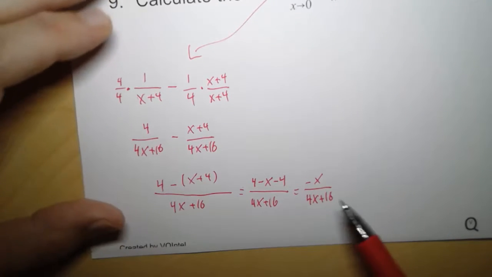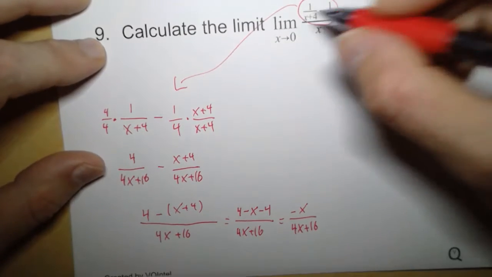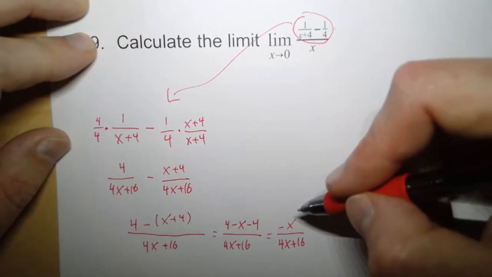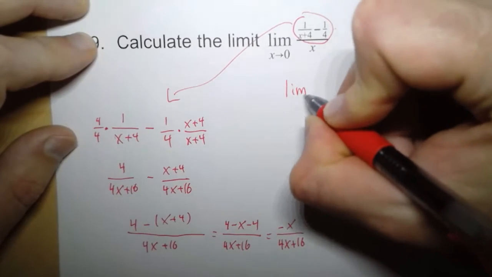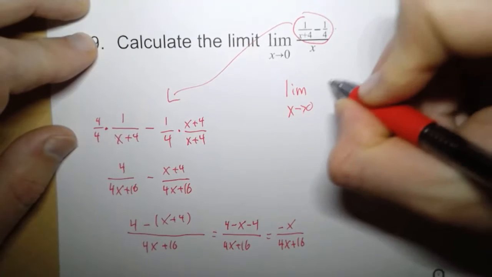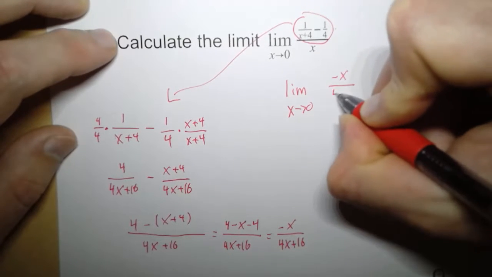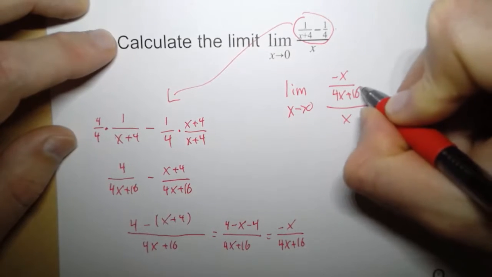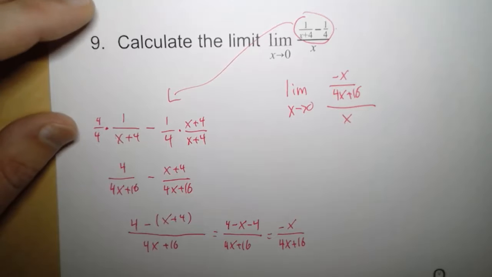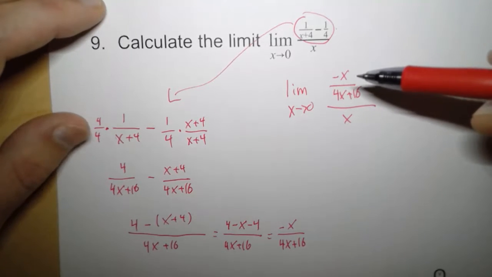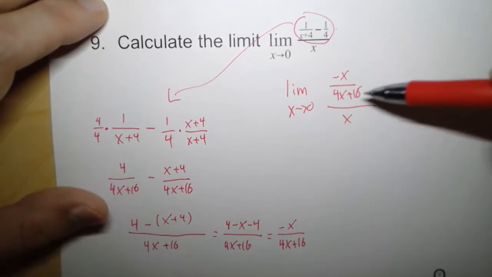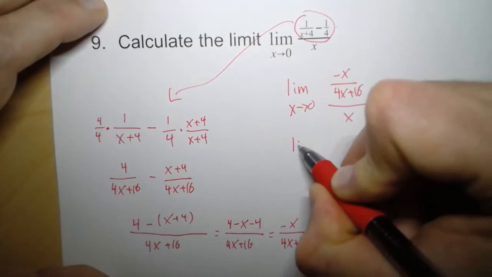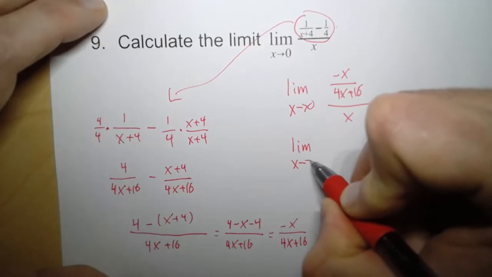Now, we can take this and put it back in the expression, because all we did right here was just rewrite this, and instead of having 2 fractions, we have 1 fraction. So, limit as x approaches 0, so we have negative x over 4x plus 16 all over x. Now, a lot of people at this point have a hard time seeing what to do. So, what I often do is I look at this and say, well, we're dividing by x.